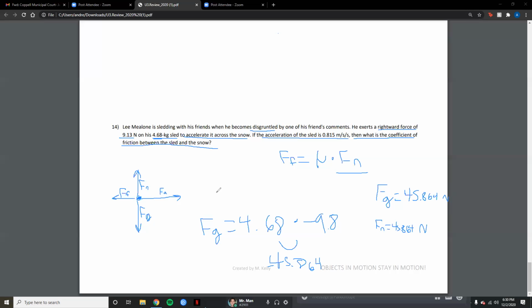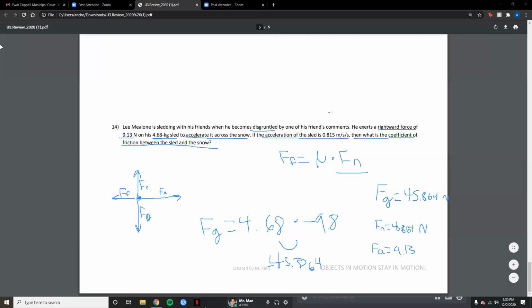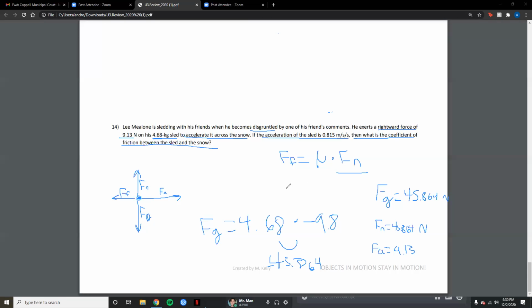All right, so then we have F of a. F of a equals 9.13. This Zoom meeting will end in 10 minutes, by the way. So, F of a equals that. So we're gonna do sigma of F of x equals mass times acceleration, right?